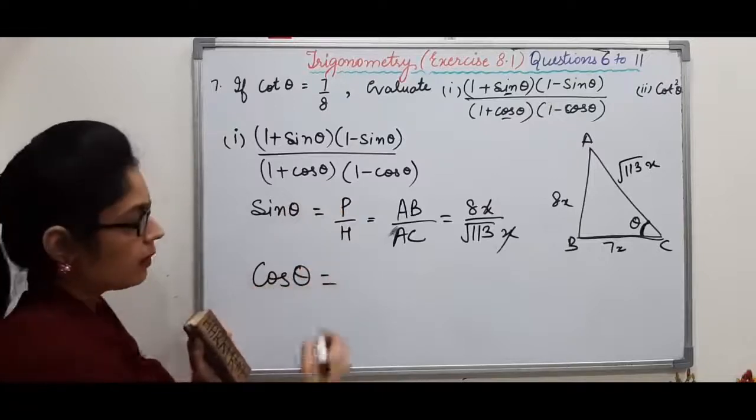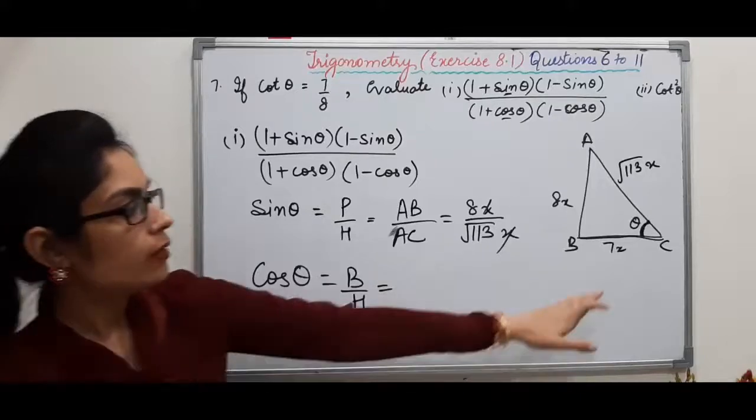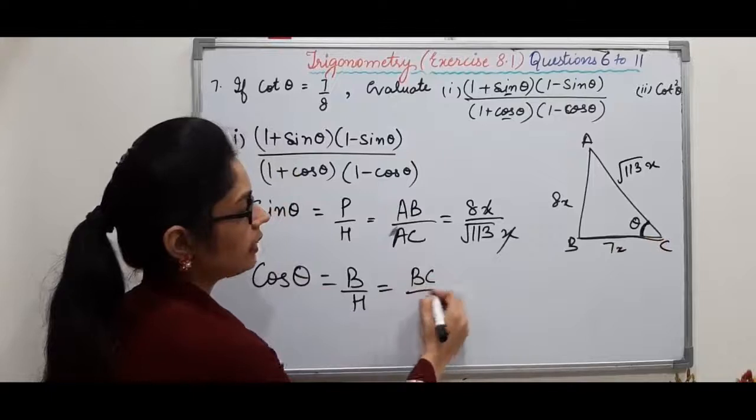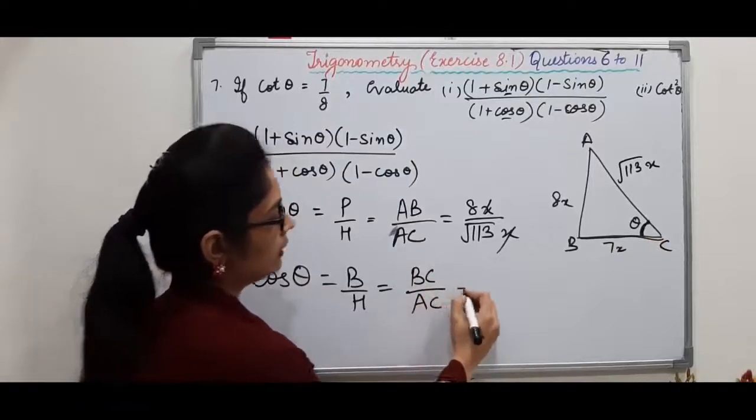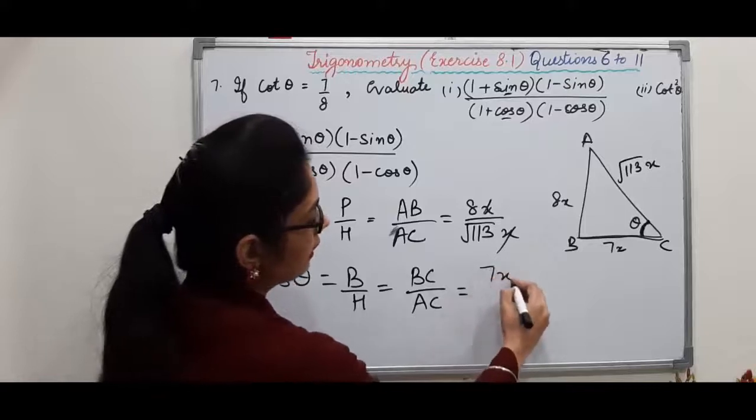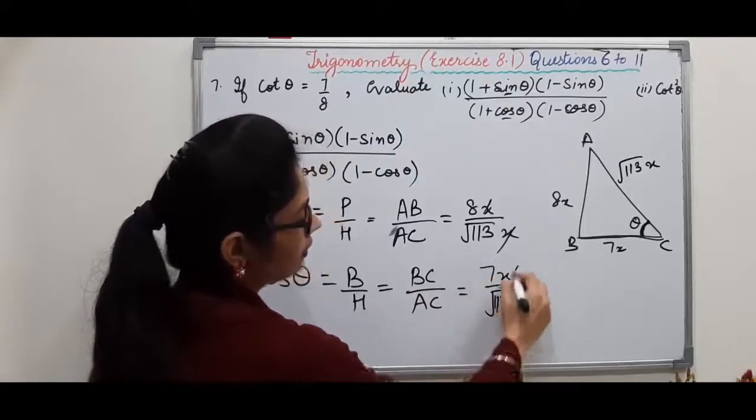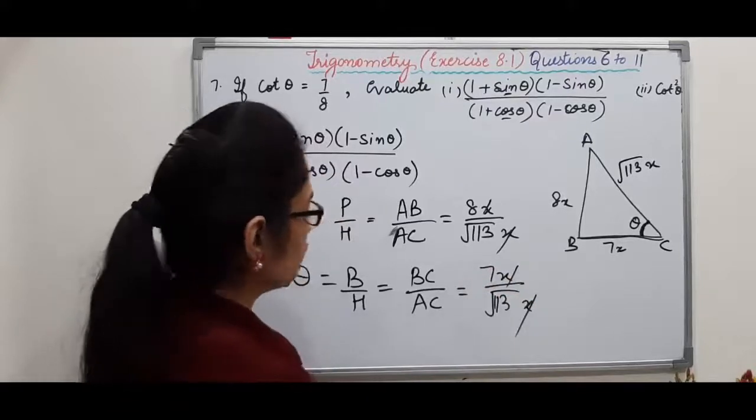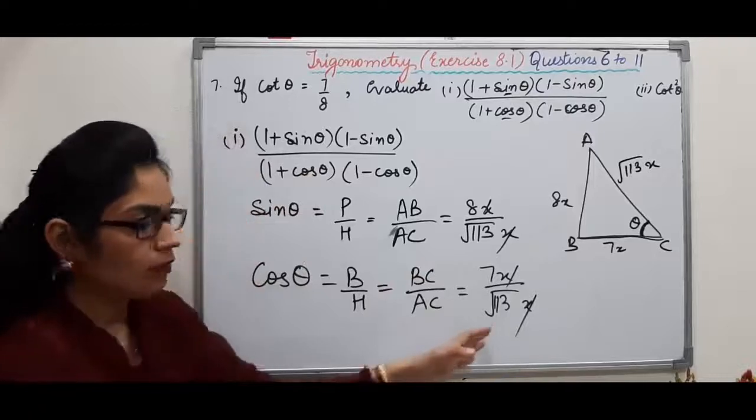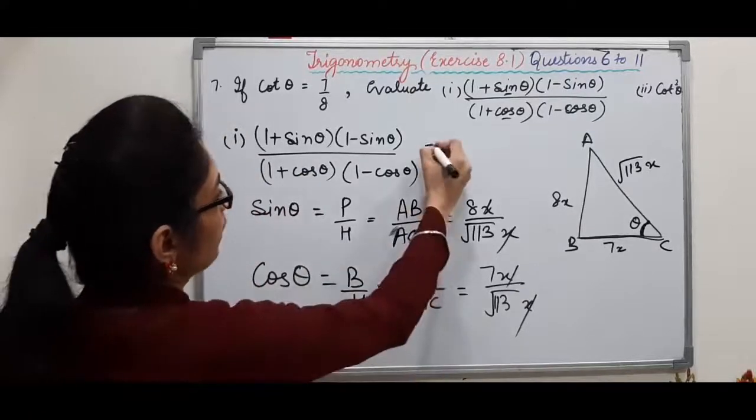Cos theta is base upon hypotenuse. So with respect to theta, you can see the adjacent side is BC, because the base is the adjacent side, and the hypotenuse will remain the same. So BC by AC. BC is 7x, AC is under root 113 x. So this x and this x will get cancelled. So the value of cos theta is 7 by square root of 113. Now we have the values of both sine theta and cos theta.